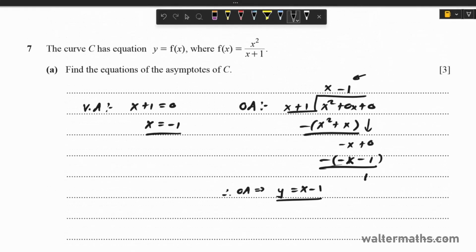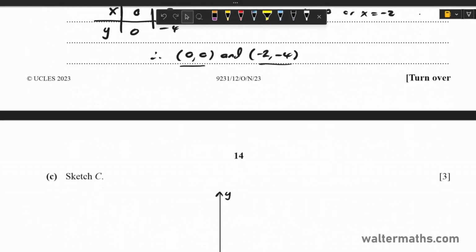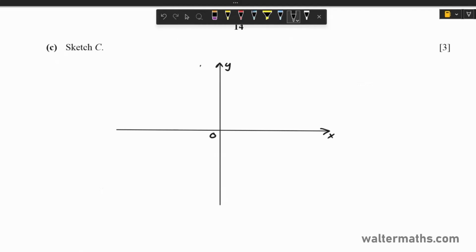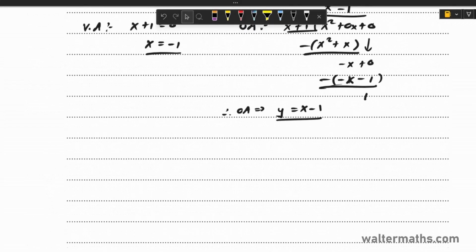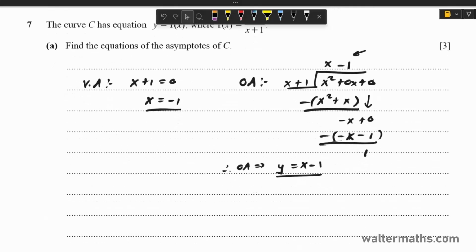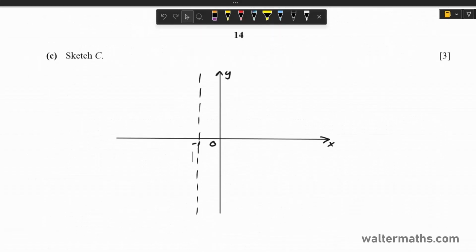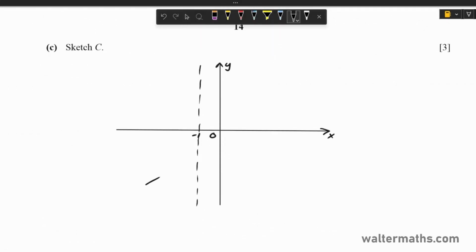Vertical asymptote is x is equal to minus 1. Alright, so I'll draw that line here. So x is equal to minus 1 here to intercept at minus 1. We also have an oblique asymptote, which is y is equal to x minus 1. So it goes like this.